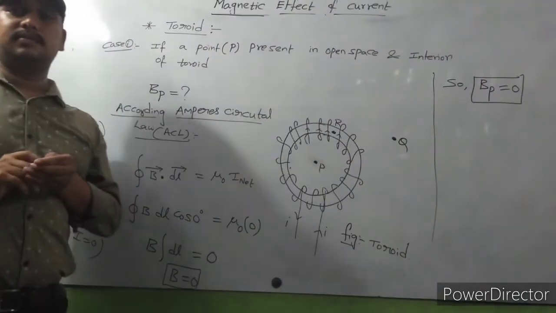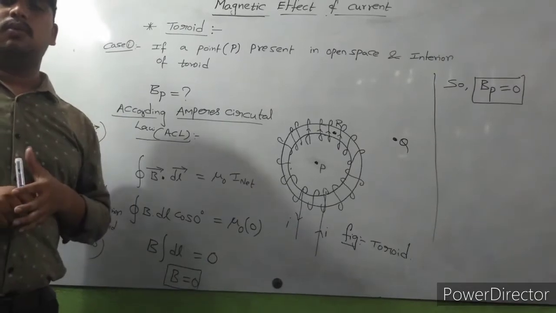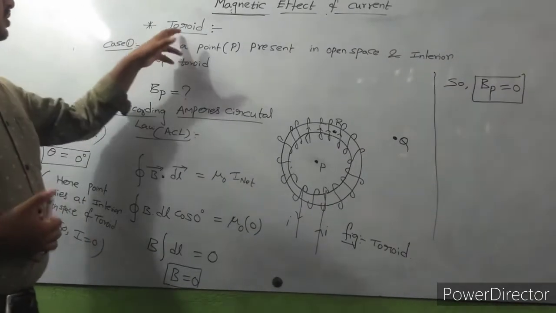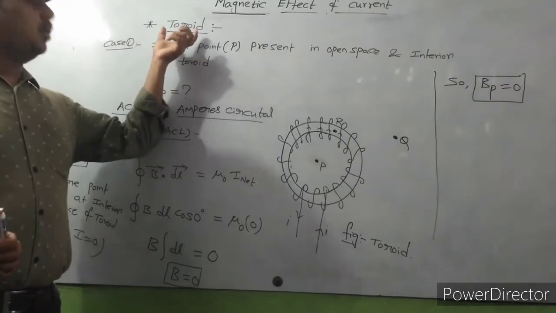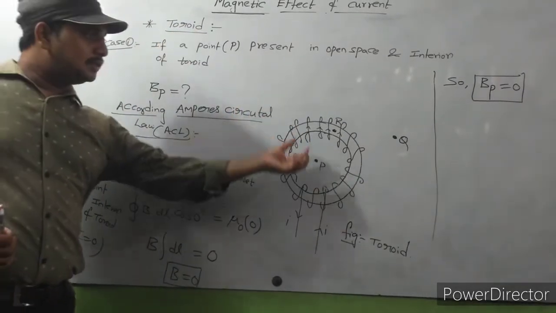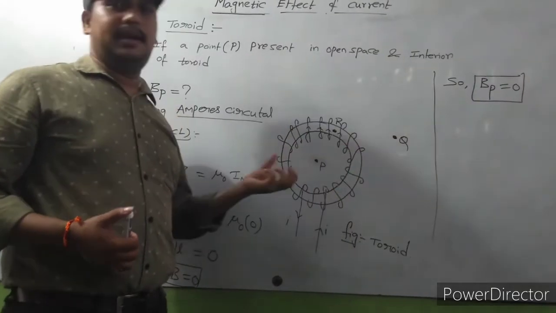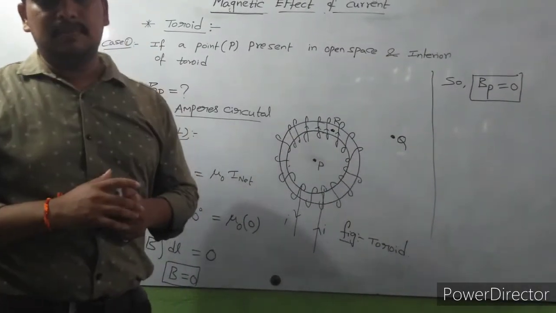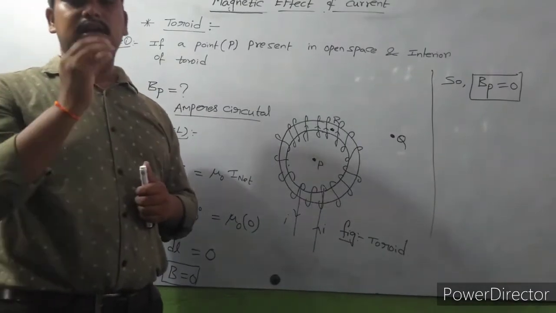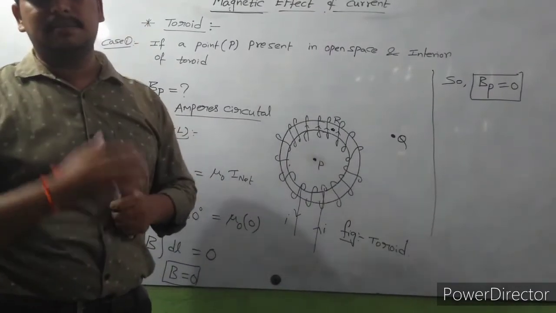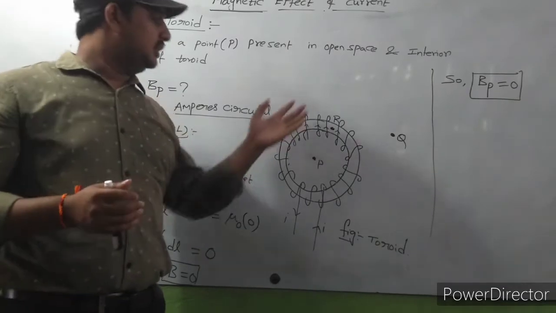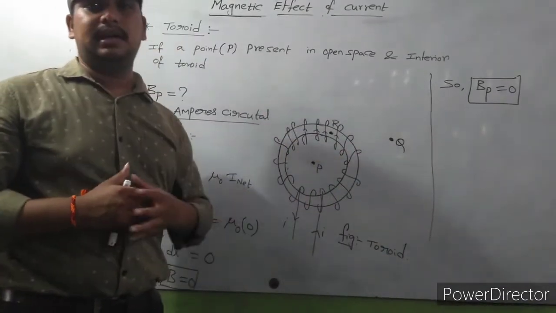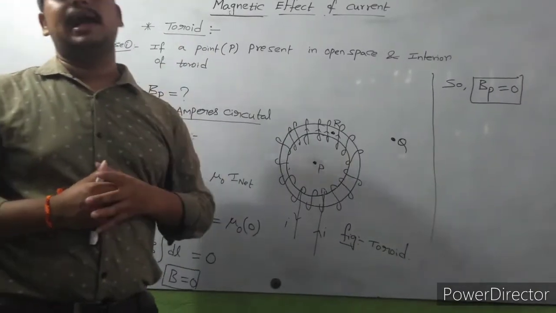Dear student, I will recapitulate one more time, so please observe carefully. Some current is passing through this toroid. Definitely every current carrying conductor produces a magnetic field. This toroid is made with a conductor, and some current is passing through this conductor. Definitely it will produce a magnetic field.